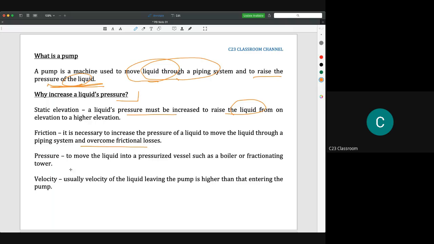So kemudian kita berkenaan dengan pressure is to move liquid into a pressurized vessel such as a boiler or fractionating tower. So maksudnya kita nak mewujudkan satu keadaan supaya ada cecair ataupun gas yang bertekanan tinggi. And then velocity, usually velocity of the liquid leaving the pump is higher than that entering the pump. Okay, yang ini saya rasa bawa faham, maksudnya kita memerlukan aliran had laju yang tinggi.